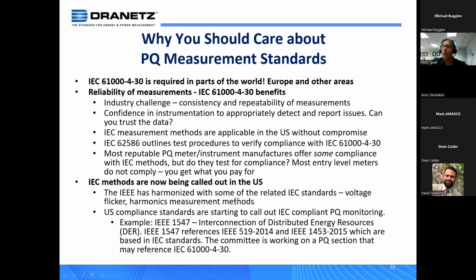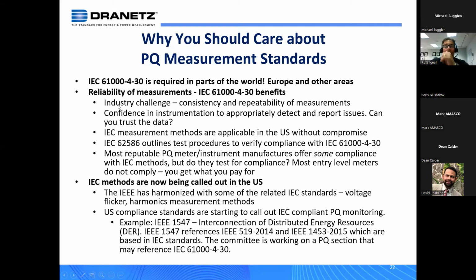But if you're not in that part of the world, like in the United States or in other parts, well, it gives you the reliability of the measurements. And some of the benefits, which we talked about before, are, again, our industry challenge of consistency and repeatability of measurements. And Transients, and specifically the PX5 family, was the first product family back in about 2004, 2005 to actually comply with the 61000-4-30 because of its consistency and repeatability of measurements.